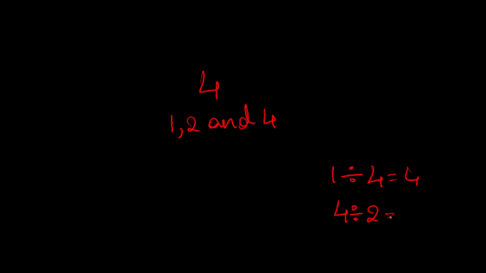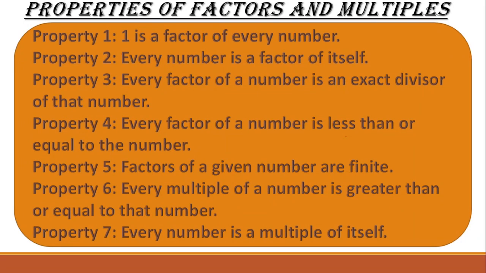Now let's see how. So let's take factors of 4. So 1, 2 and 4 itself. Now here, if we take 1, so 1 divided by 4 is 4. 4 divided by 2 is 2. So like this, if we take the factors of a given number and divide it, it will not give any remainder, right? So we can say every factor of a number is an exact divisor of the given number.